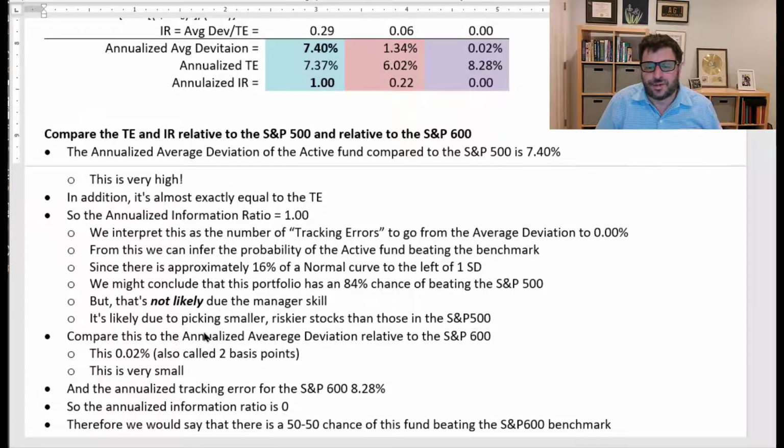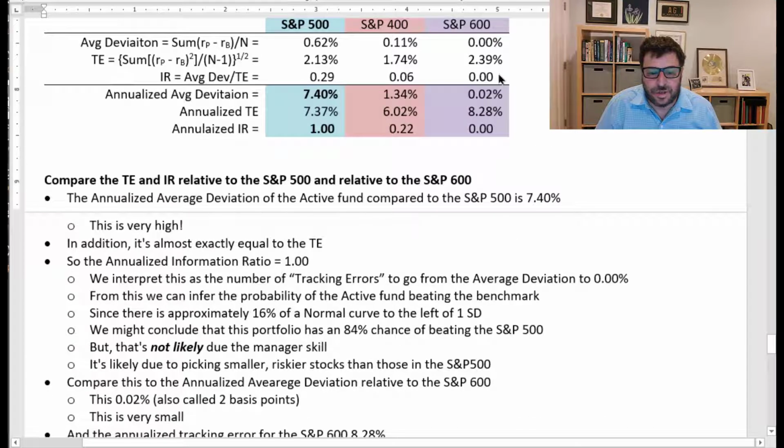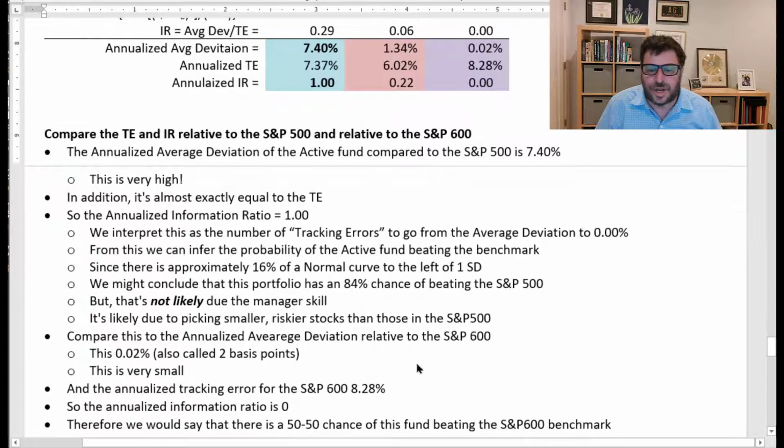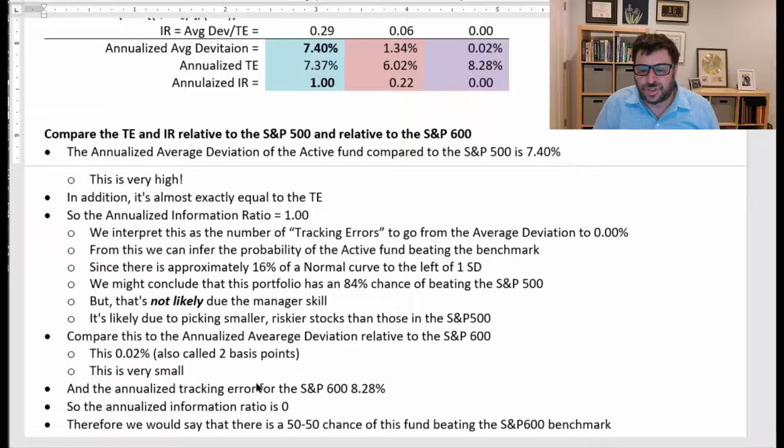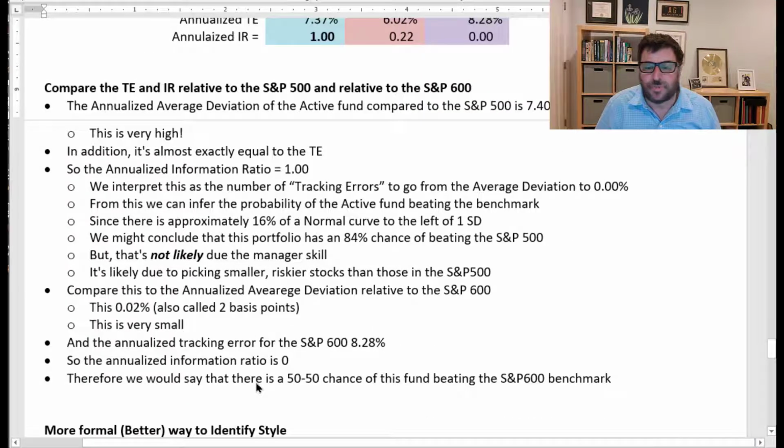And so we want to compare it to a like benchmark. We see that there's only a 2 basis point annualized average deviation compared to the S&P 600. And this is very small. The tracking error is very, very large, and so therefore the information ratio is effectively zero. And so we'd say that this manager has a 50-50 chance of beating this benchmark.